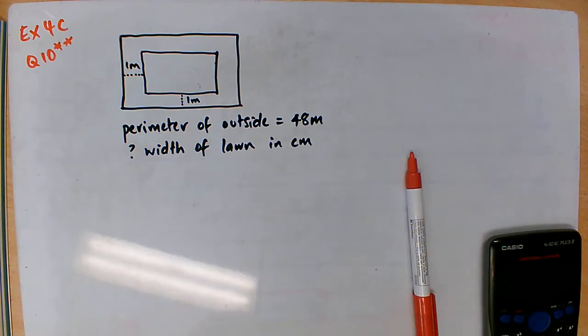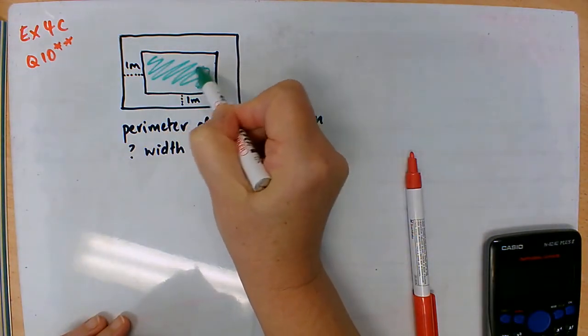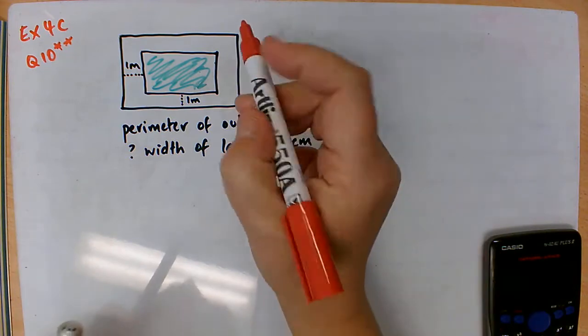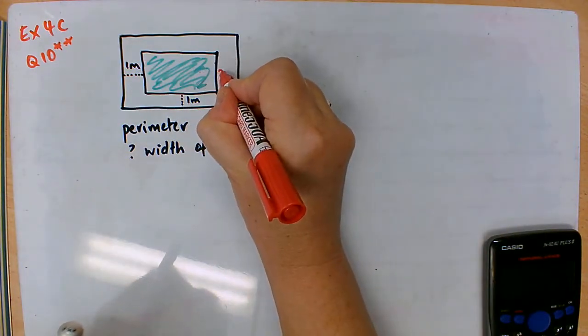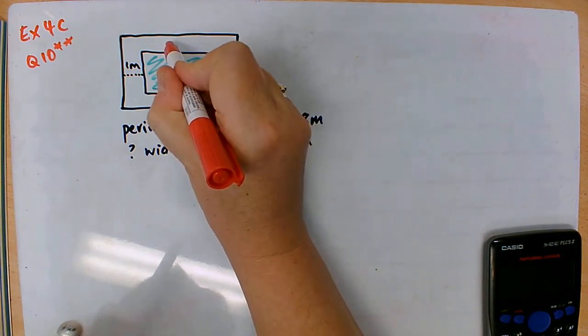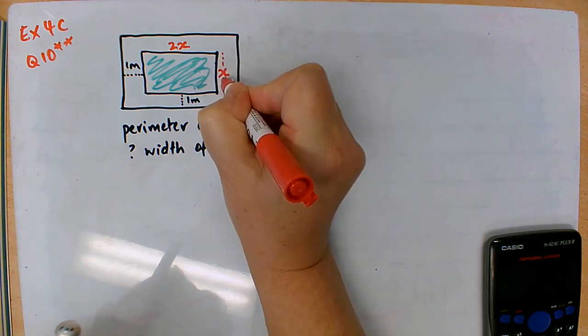Let's colour the lawn in green. Here's our rectangular lawn. It is twice as long as it is wide. So there's the width and there's the length. If we call the width x, then the length is going to be 2x. So that's these distances here.